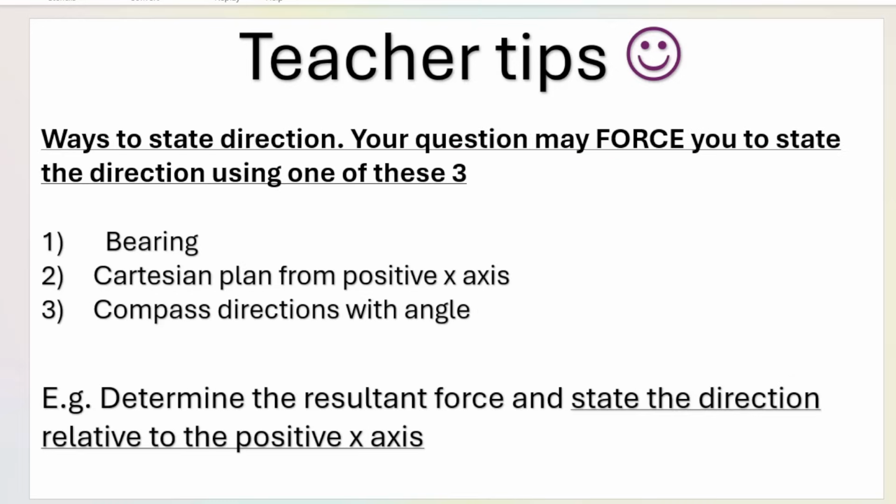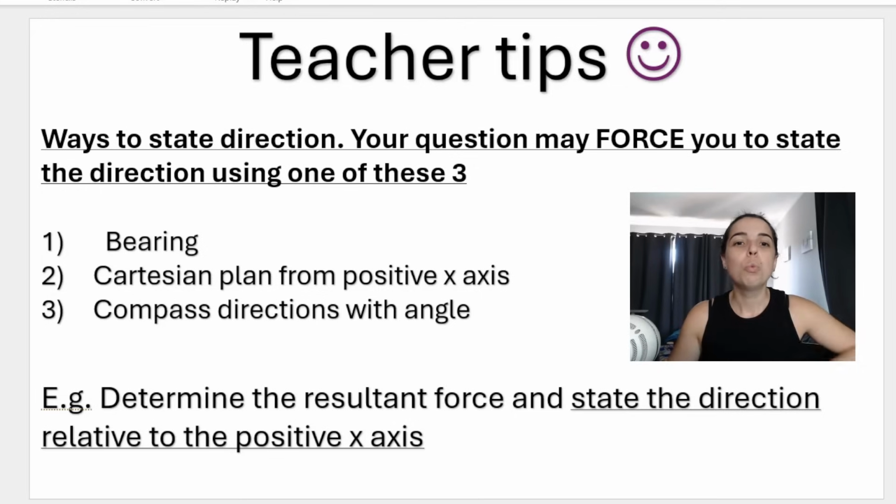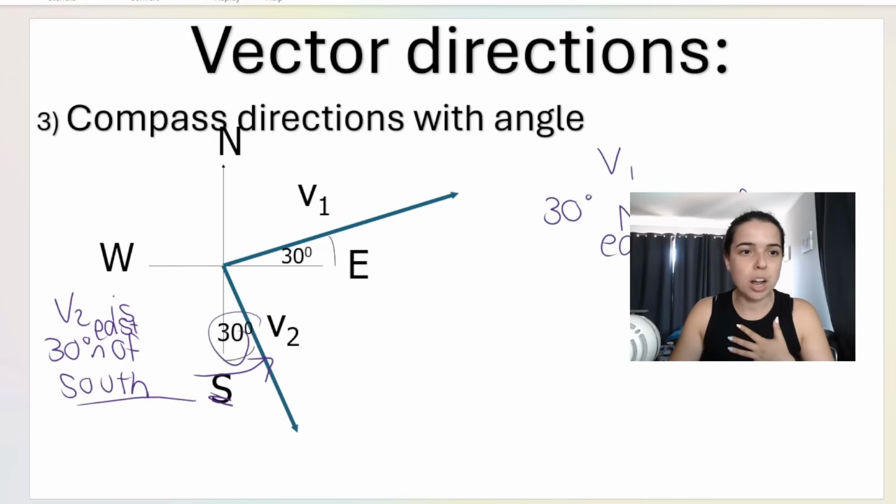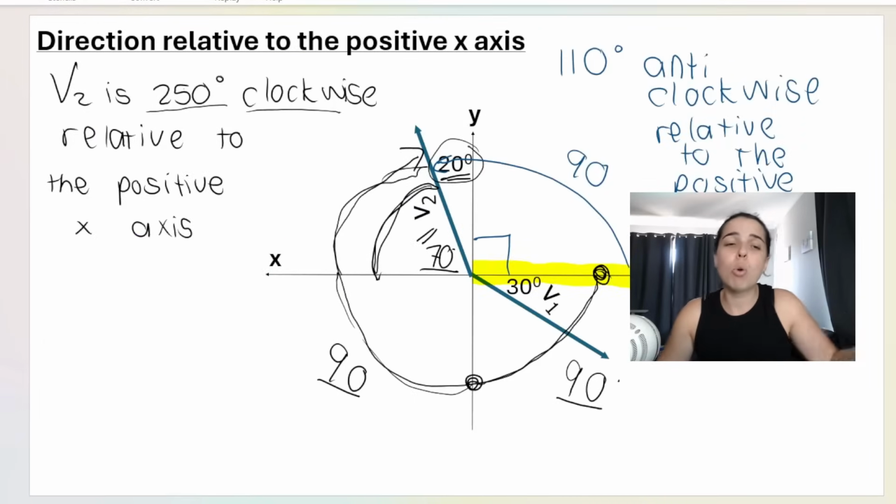It's amazing. Second teacher tip, very, very, very important. In an exam, whoever sets your exam may force you to state direction using one of these methods. So you can't just choose all the time. Sometimes you can choose. Most memos don't accept bearing though, just check with your teacher. But for example, a question like this one over here can say, determine the resultant force and state the direction relative to the positive x-axis. If that's the case, you can't use the north of east or east of north. That's when you have to use the other method, the clockwise relative to the positive x-axis or anti-clockwise.